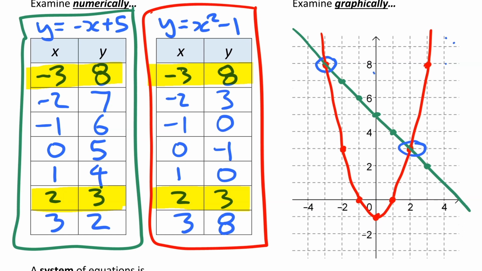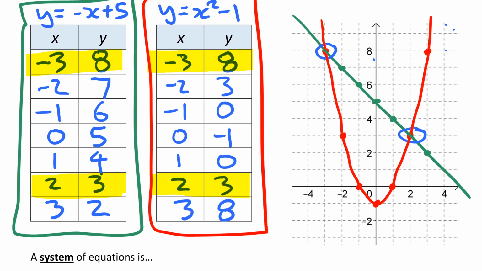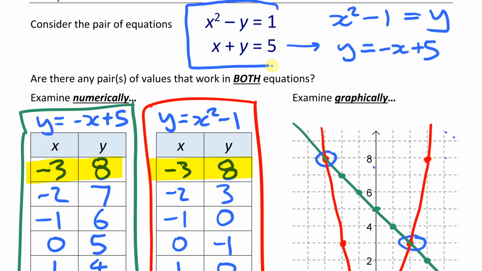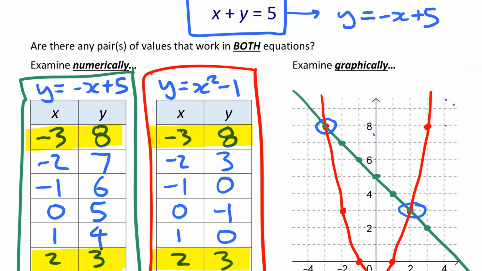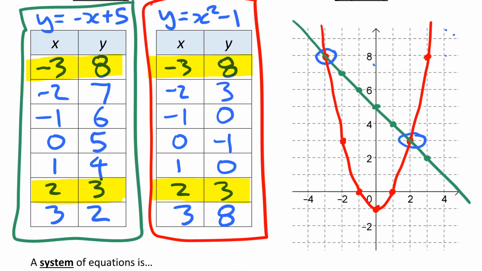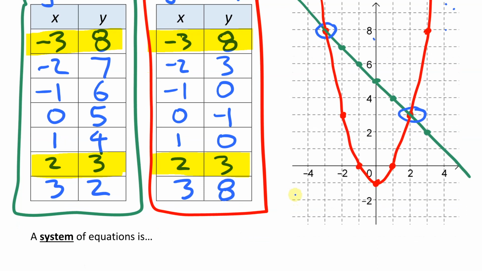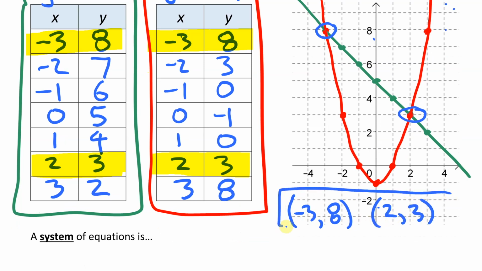Those 2 points, those 2 pairs of values, are what you call the solution to this system of equations. This pair of equations is called a system. A system is a set of equations that have the same variables that are considered together. And the solution to that system is sets of numbers that work in all of those equations. So for this system of 2 equations with 2 variables, we have negative 3, 8, and we have 2, 3. Those 2 pairs of numbers are our solution.